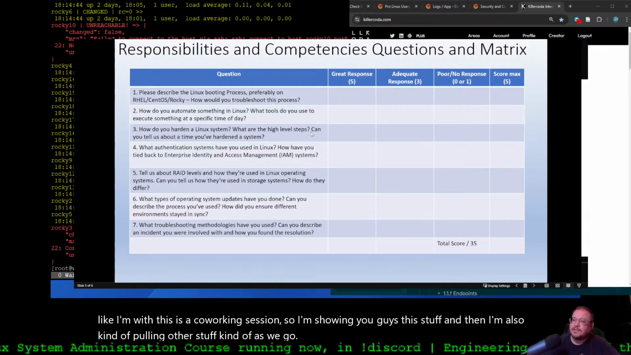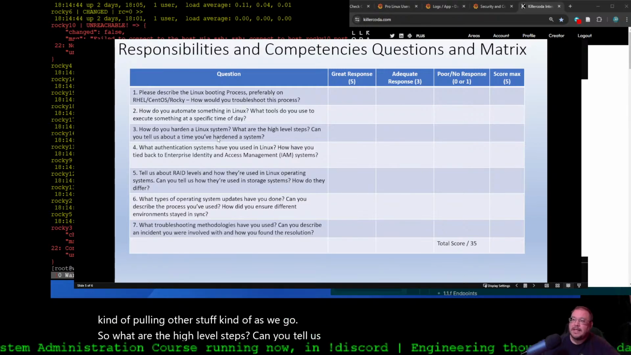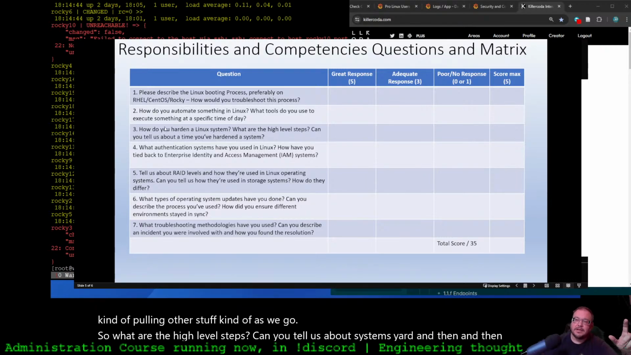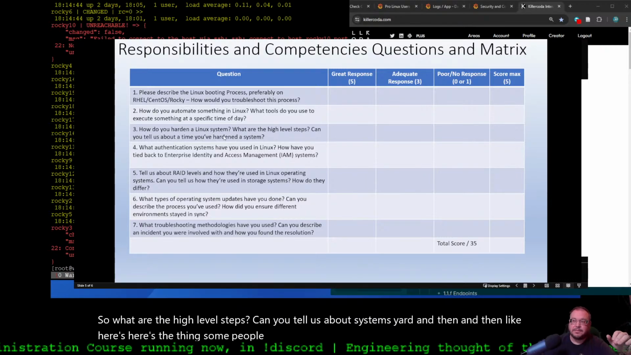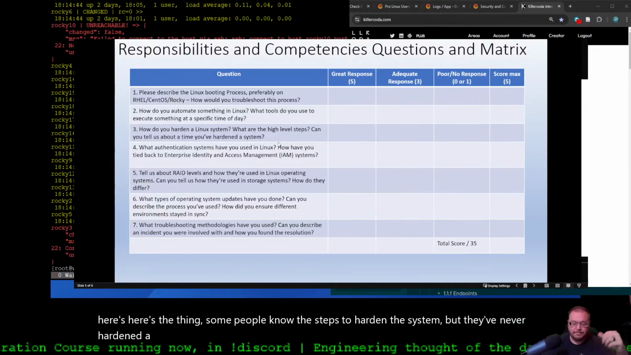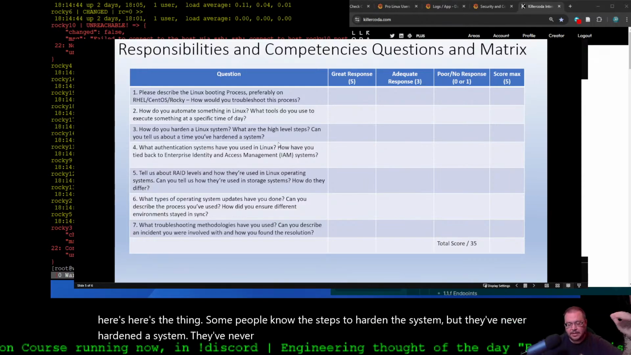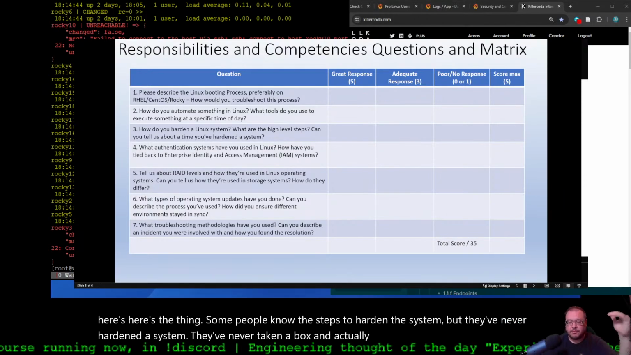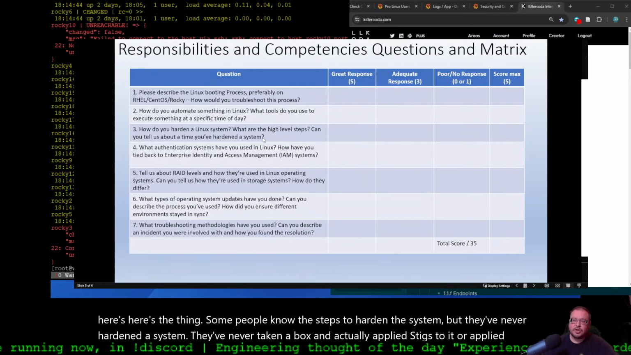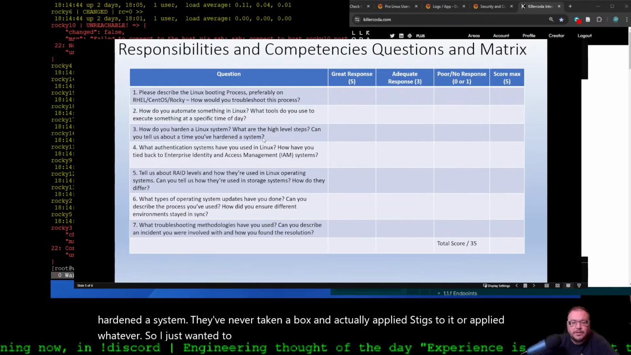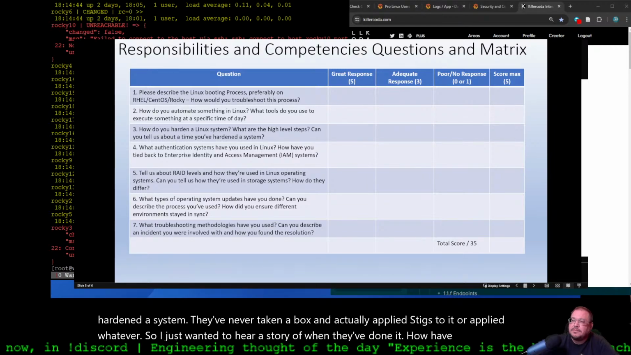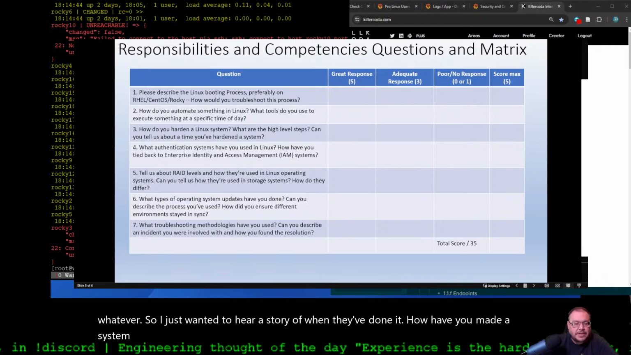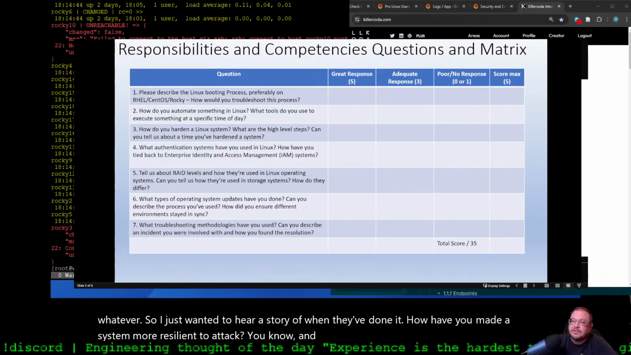So what are the high level steps? Can you tell us about systems you harden? And here's the thing. Some people know the steps to harden a system, but they've never hardened a system. They've never taken a box and actually applied STIGs to it. So I just wanted to hear a story of when they've done it. How have you made a system more resilient to attack? And what standards did you use?